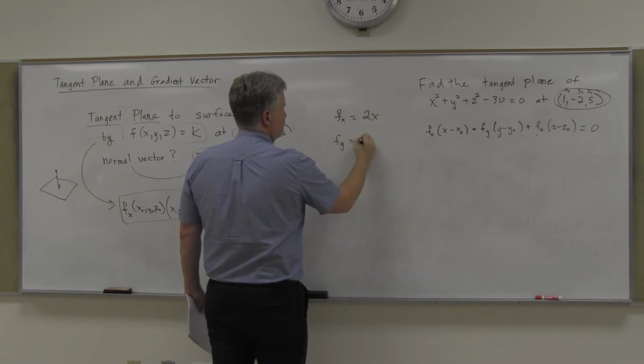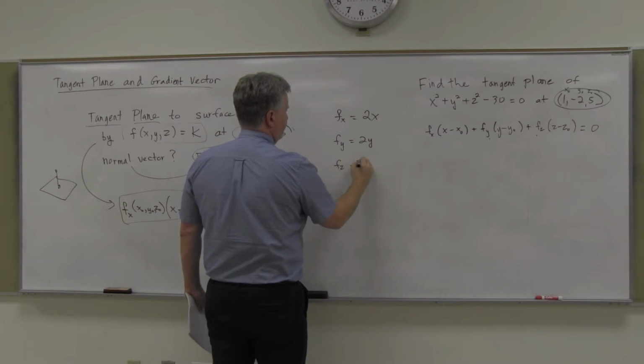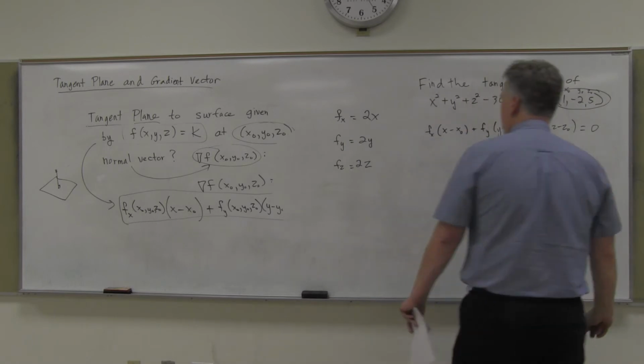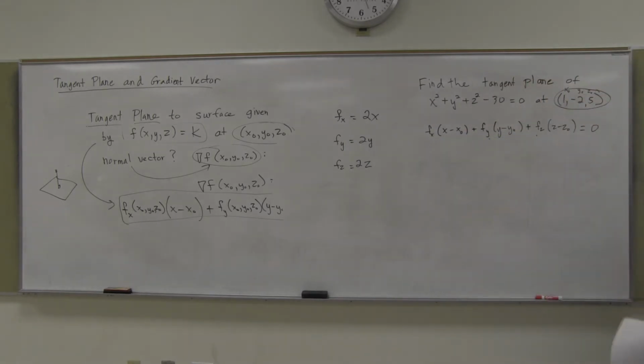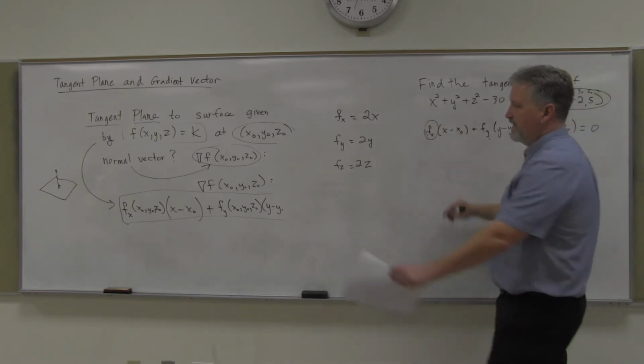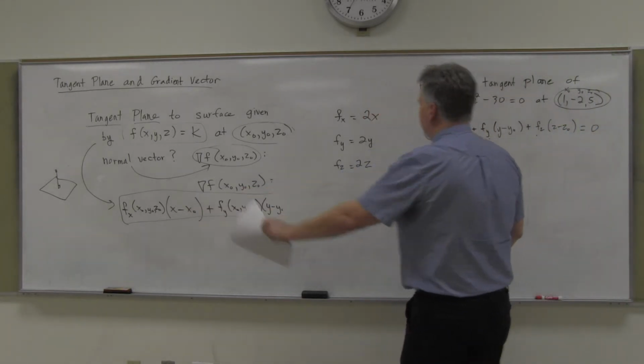So these are pretty easy partials anyway. They're all just 2x, 2y, and 2z, right? Easy enough to do the partials there. All right, so again, we want to evaluate that at the particular point we're at.